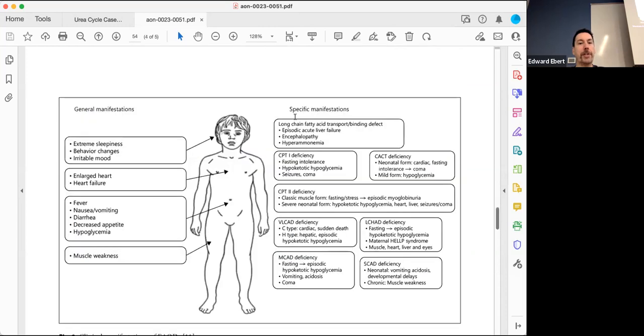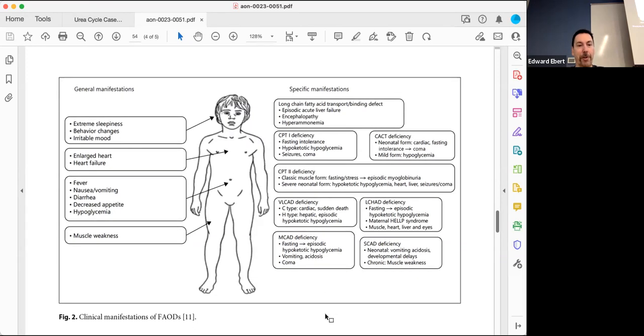Okay, so if we look at some of these manifestations, I like this, the CPT1 deficiency. What have we got here? Coma, hypoglycemia, all that good stuff. CACT deficiency. Mild form will give you hypoglycemia. More severe form, you can ultimately end up in a coma. So you can look at these very long chain, medium chain, short chain kind of comparison in here. That's actually one of the reasons why I like this case study so much, because you have this quick comparison of the different ways that the fatty acid oxidation diseases can manifest.